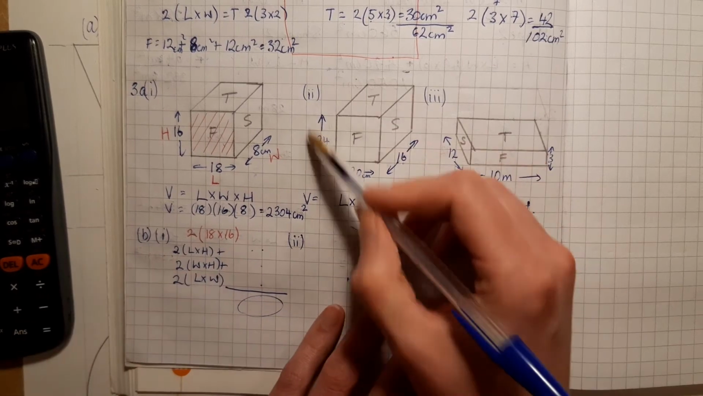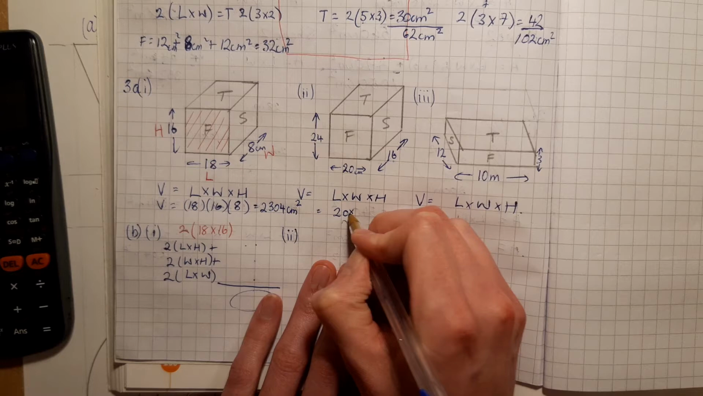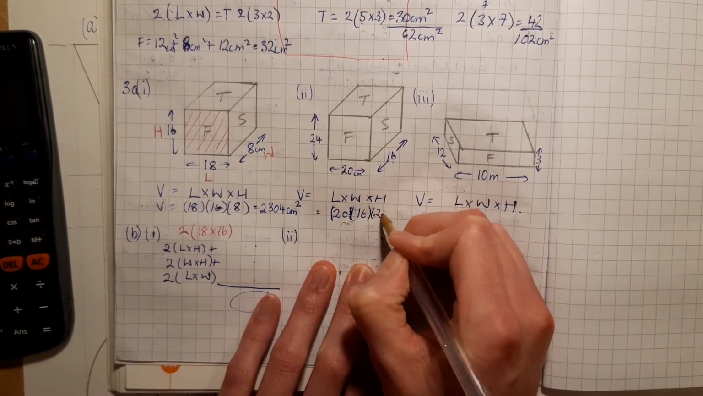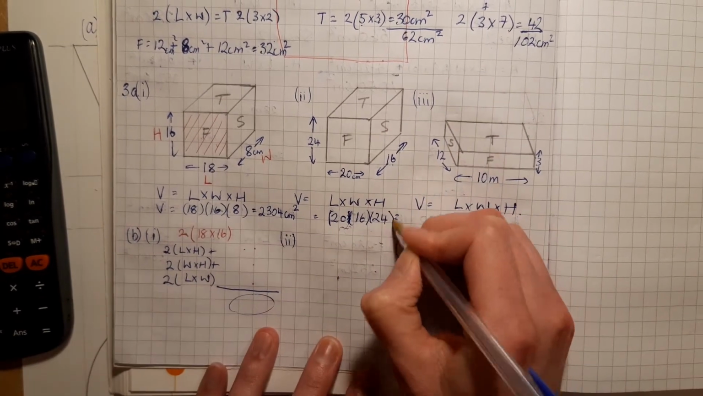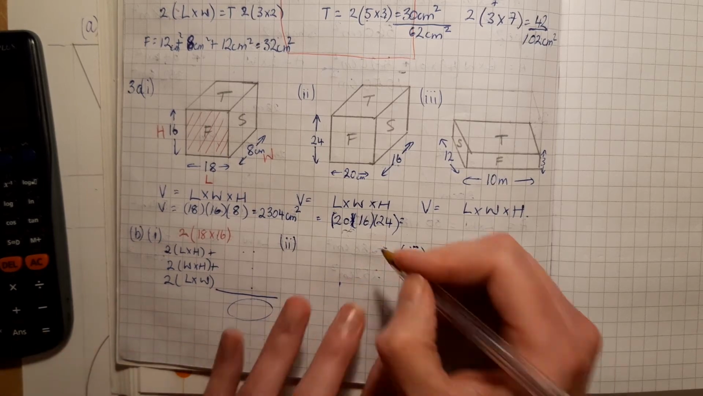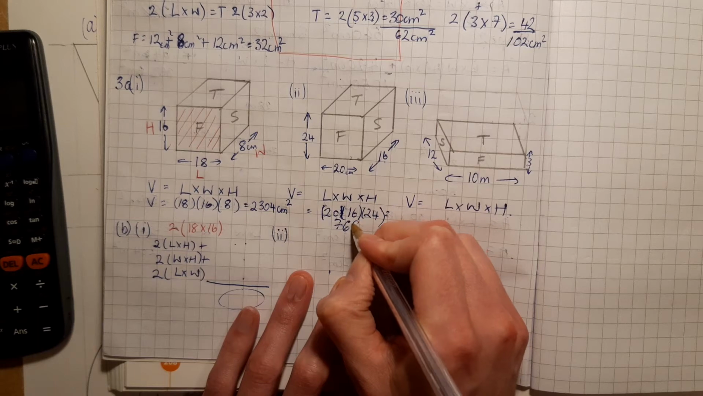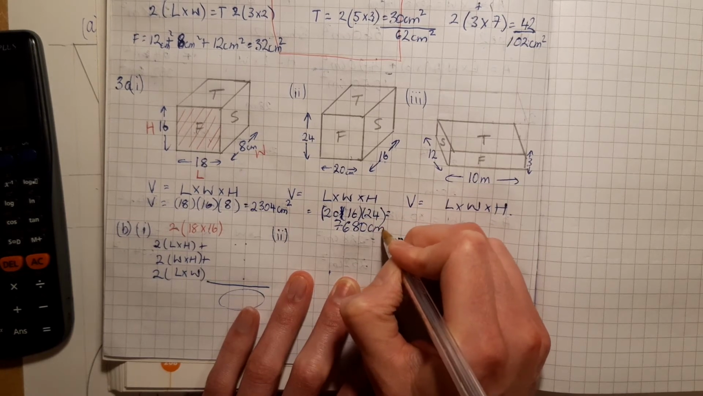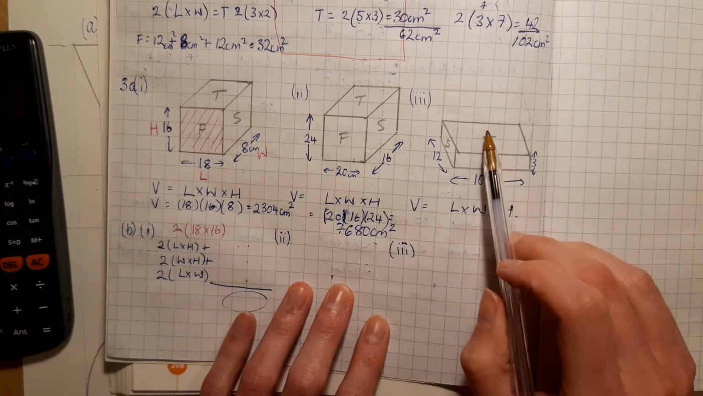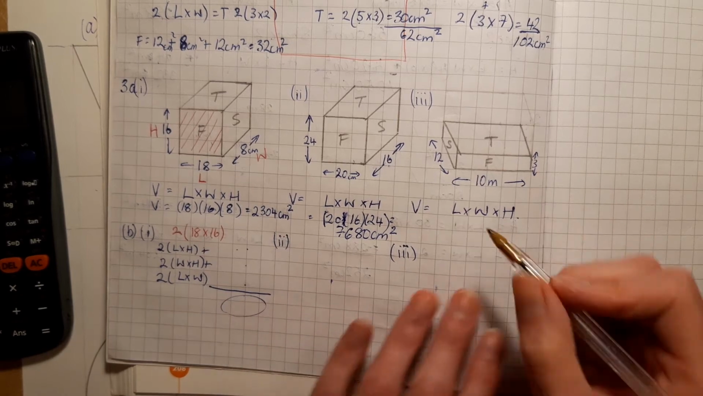Part 2, so the second shape. The length of it is 20. The width of it, and I'll just put it in brackets, is 16, and the height of it is 24. When you multiply those three measurements together, so 20 by 16 by 24 is 7,680. And again, it's centimetres cubed. 7,680 centimetres cubed. The last shape, the length of it is 10 by 12 by 3 in height.